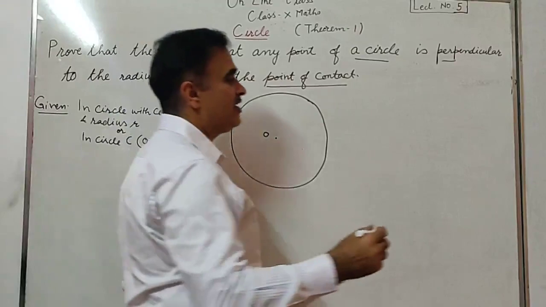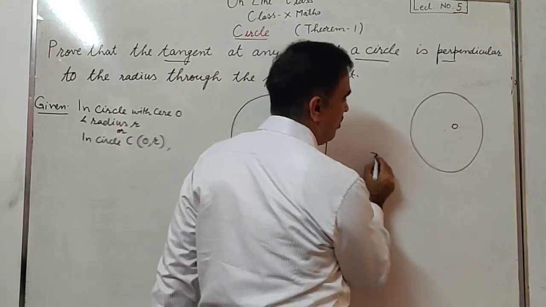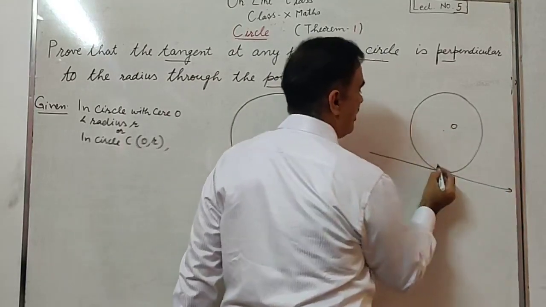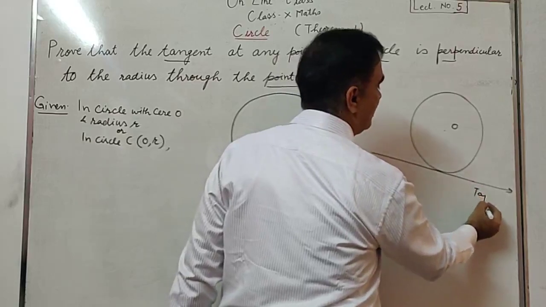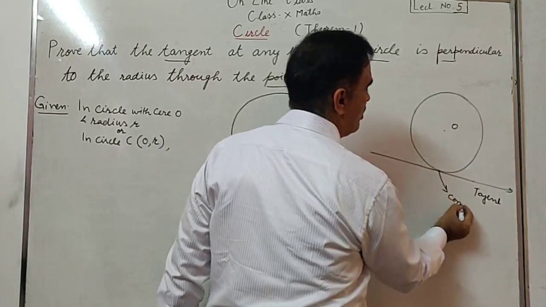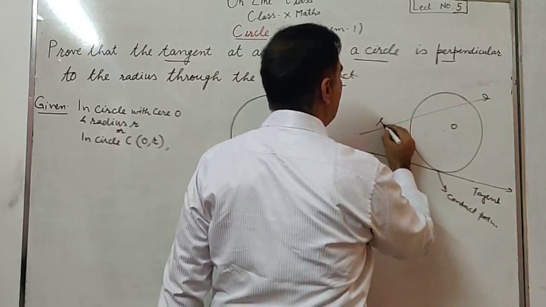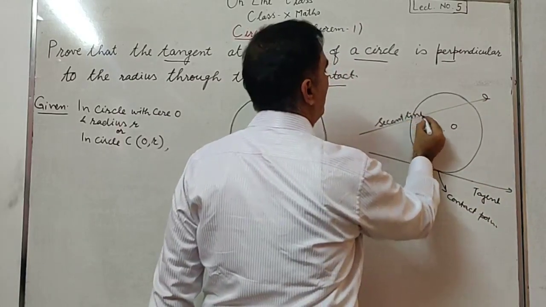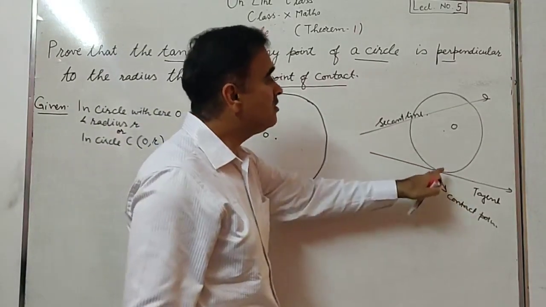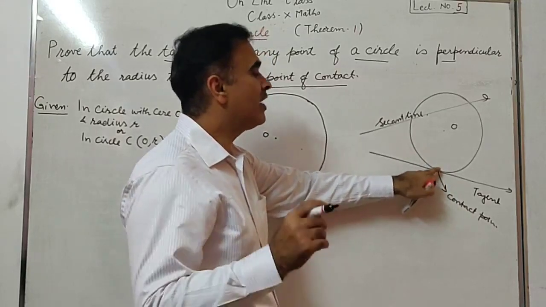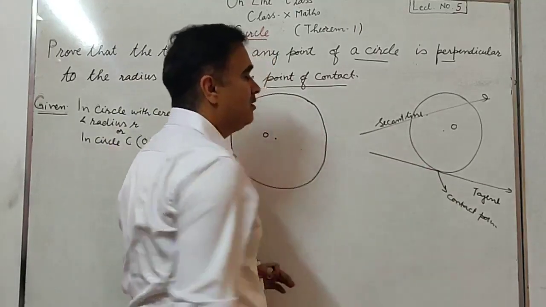What is a tangent line? Students, please see, this is a circle, and this is the center O. If we draw a line which touches, or intersects, the circle at one and only one point, this is known as a tangent line, and this point is the contact point. A line which intersects the circle at two points is known as a secant line. I think you understood this. So a tangent line is a line which touches the circle at only one point, and this point is known as the contact point.